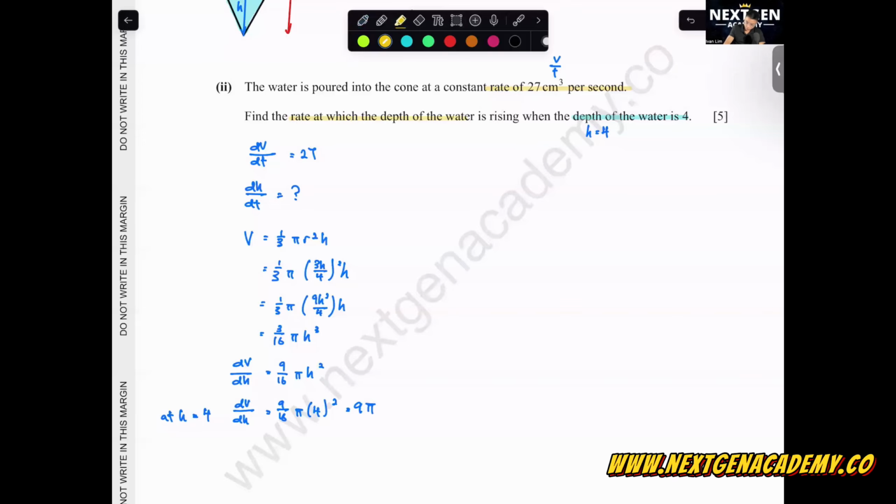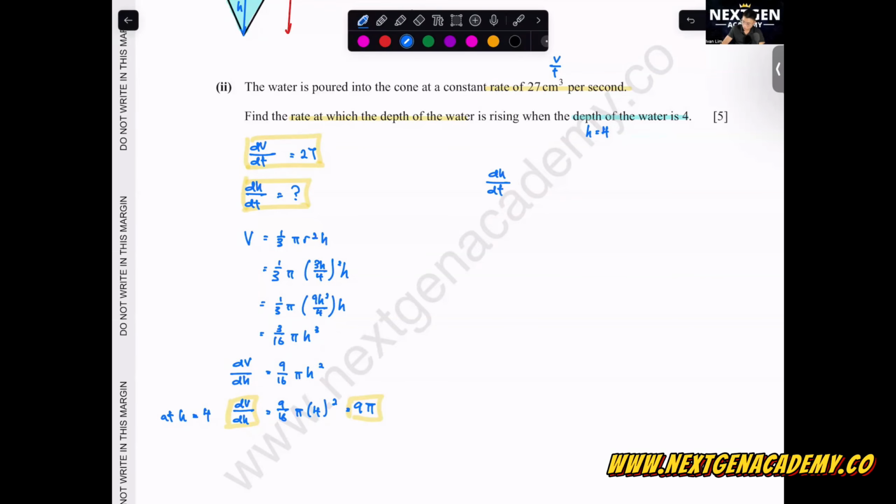Okay, what do we have? We have dV/dt. We want to find what is dh/dt. And then we have dV/dh. So we need to link all three of them together. How do we find dh/dt? This time you treat it like a fraction.